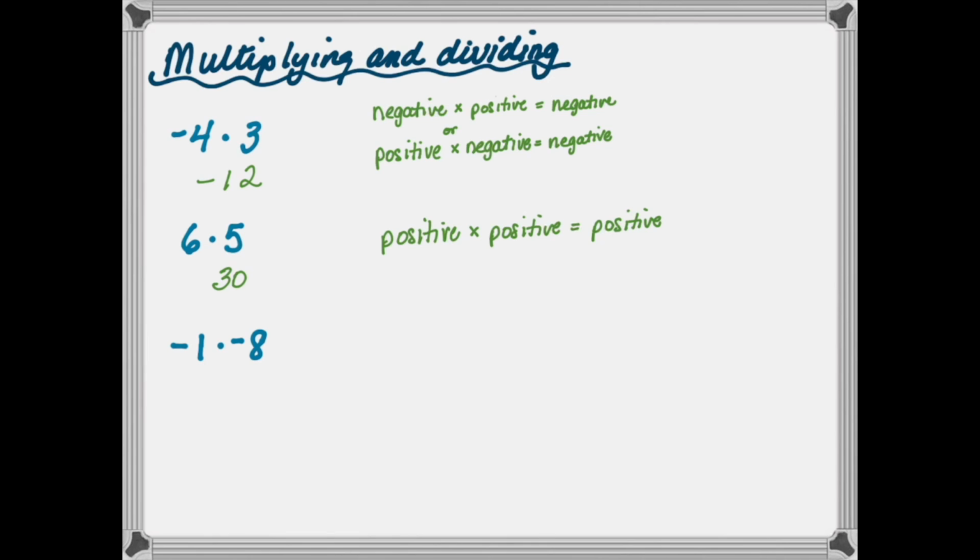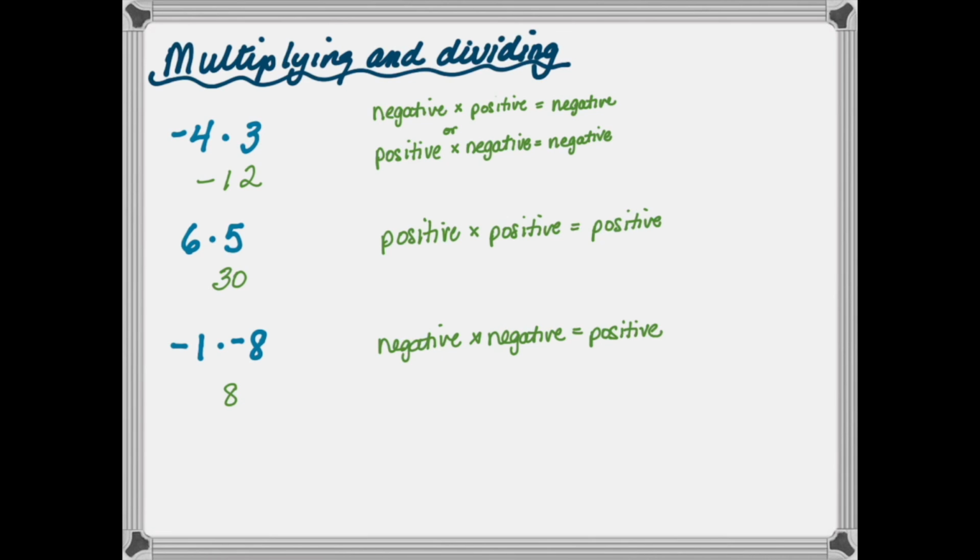We have a similar problem in the next one, negative 1 times negative 8. The signs are the same here. And when signs are the same and we're multiplying, it's going to be a positive. So even though we have two negatives here, a negative times a negative is going to equal a positive. So in this case, negative 1 times negative 8 is going to give me positive 8.